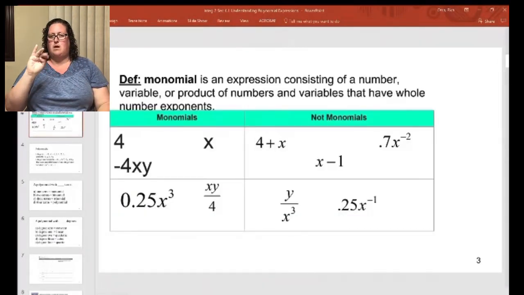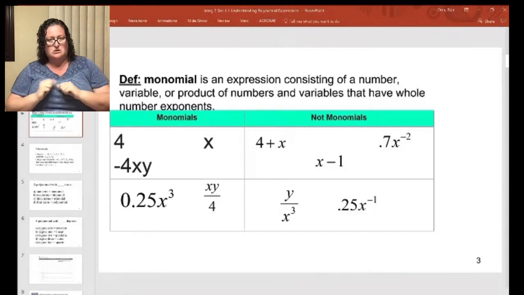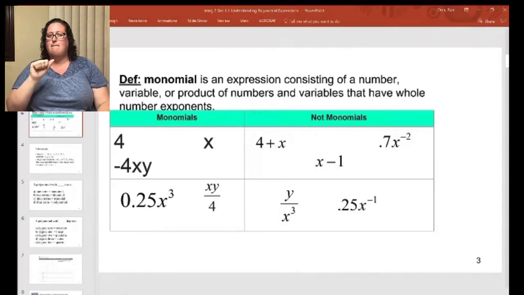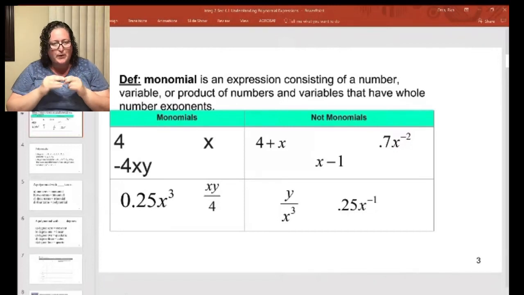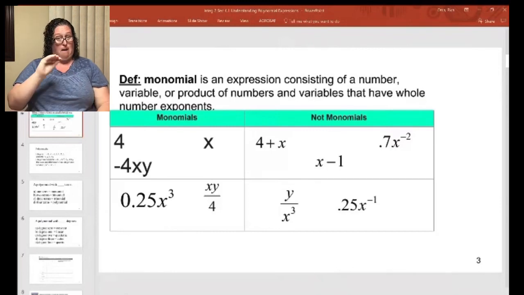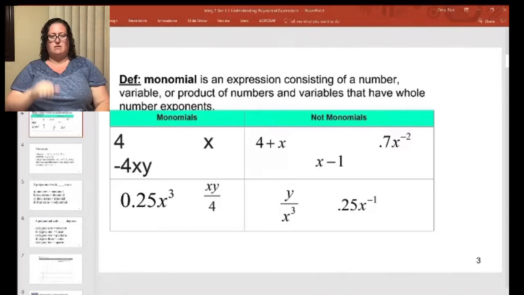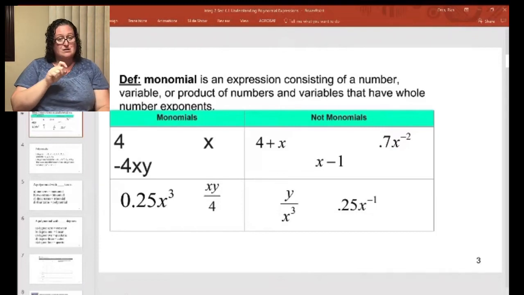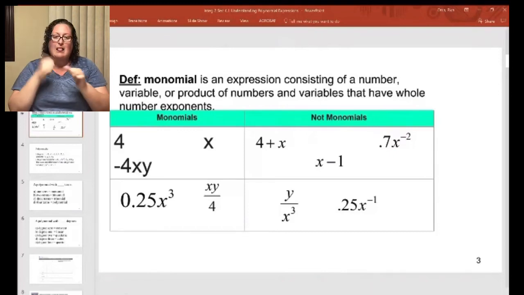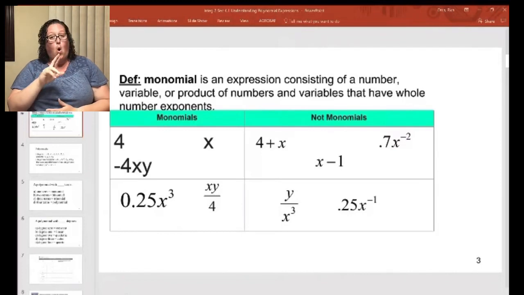The word mono means one, so one expression. A monomial can be any number. That includes decimals, whole numbers, fractions, negative numbers, positive numbers. If it's a number, it's a monomial. It can also be a variable: X, Y, Z, any letter in the alphabet will work. Or a product of numbers and variables that have whole number exponents.